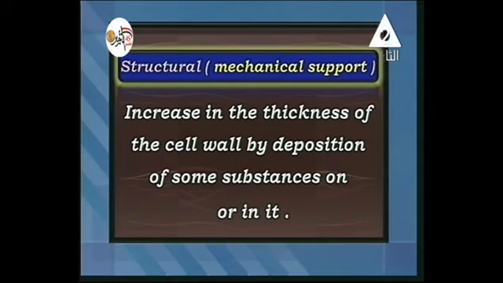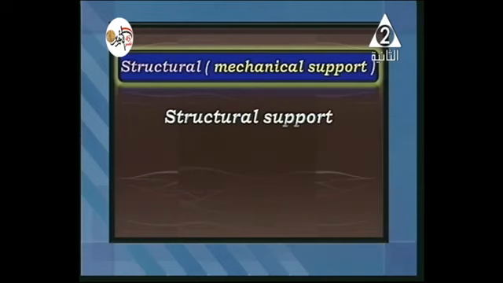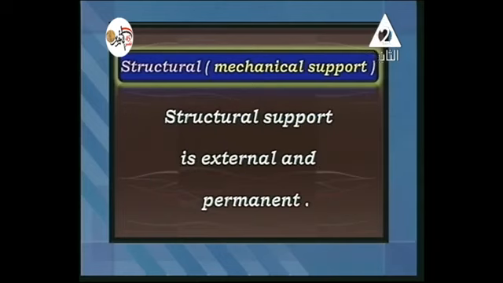Definitely, the changes that happen to the structure of the plant, to leaves, cells, stem, any part of the plant, we call it structural or mechanical support. And by the way, this type of support is not temporary, because it is permanent. So it increases the thickness of the cell wall by what? By deposition of different substances. Okay, like what? As we said, it is permanent, for the whole life of the plant.